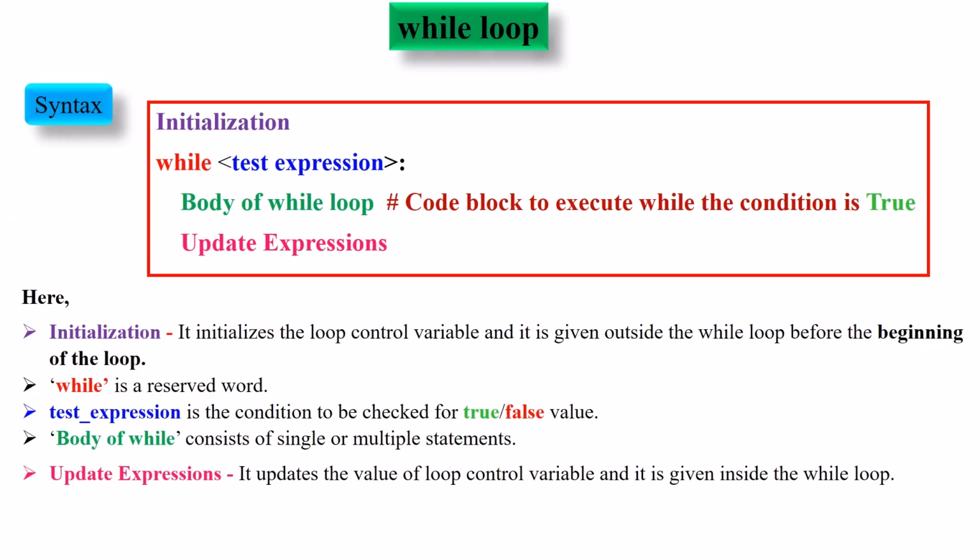The syntax of the while loop is initialization, while test expression: body of while loop, code block to execute while the condition is true, update expressions. In while loop else statement is optional. Here, initialization initializes the loop control variable and it is given outside the while loop before the beginning of the loop. While is a reserved word. Test_expression is the condition to be checked for true or false value. Body of while consists of single or multiple statements. Update expressions: it updates the value of loop control variable and it is given inside the while loop.